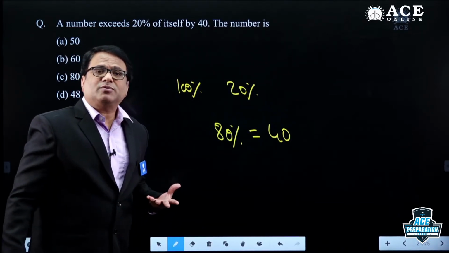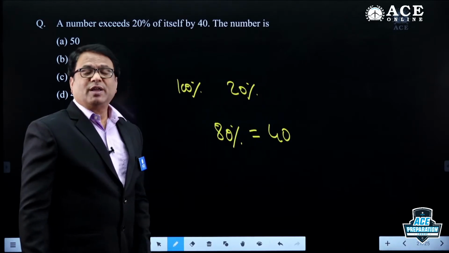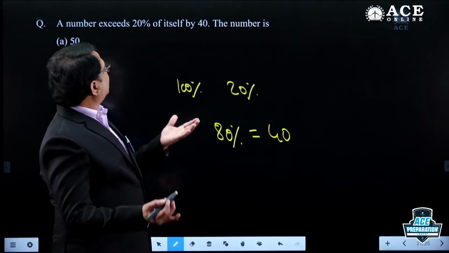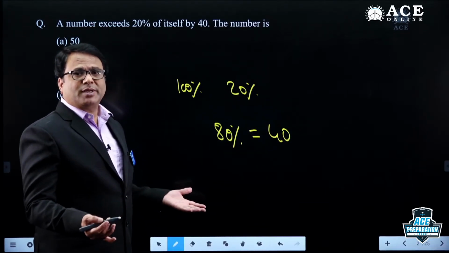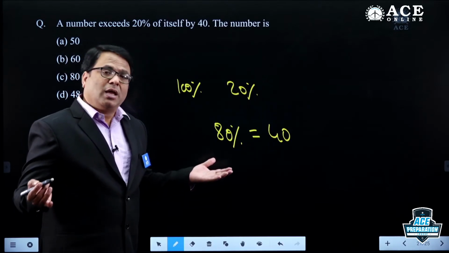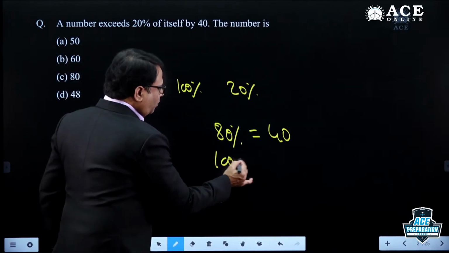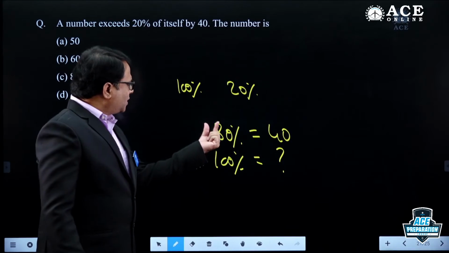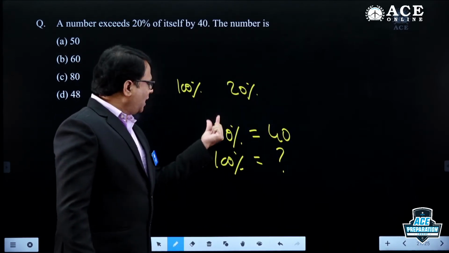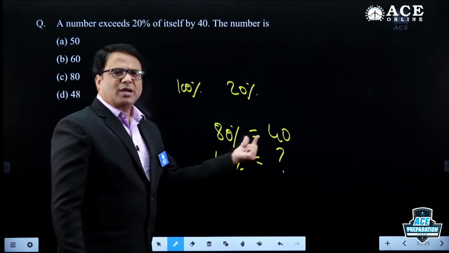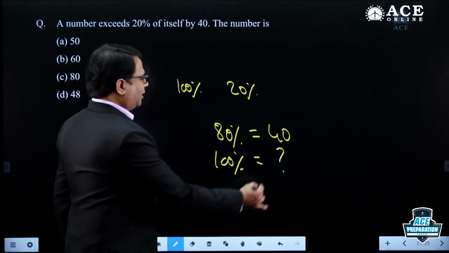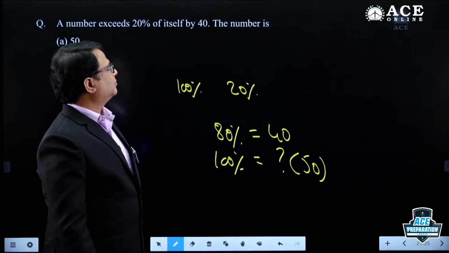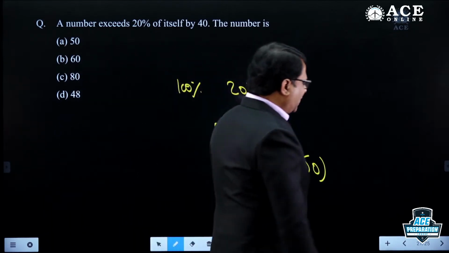So difference in terms of percentage is 80. Difference in terms of actual value is 40. Then what is the number? That is the question. Number means original number is always considered as 100%. So this is 100%. How much? Now make the horizontal comparison. This 80 is becoming half. When 80 becomes half, 100 will also become half, and half of 100 is 50. Then I can say the original number is 50. Okay, right. Now, the next question.